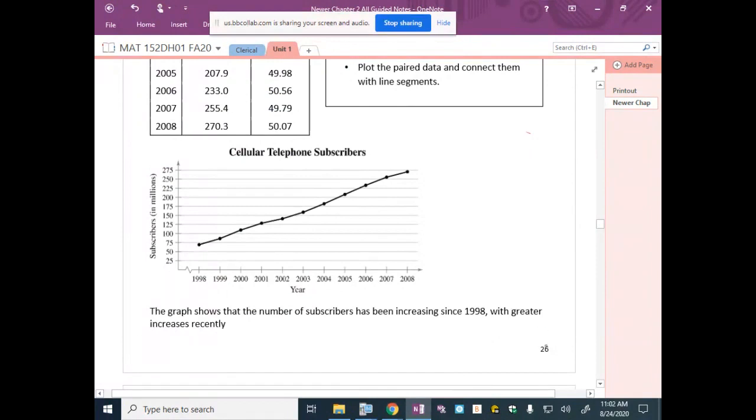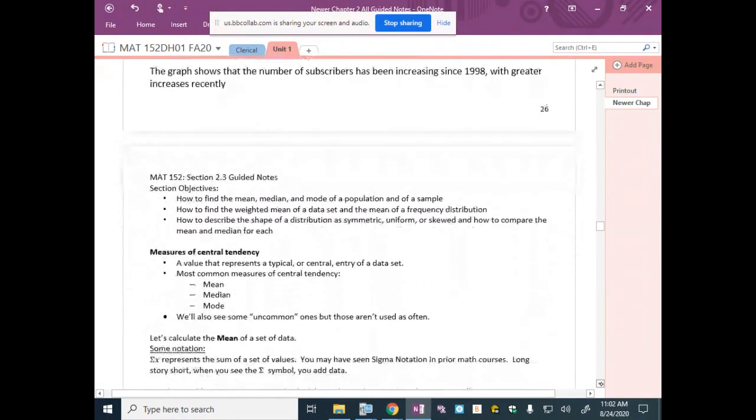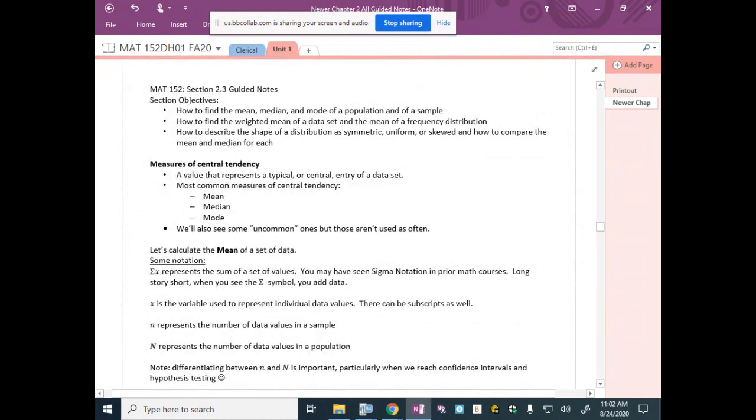So, all right, now we're going to get into measures of central tendency, some of the more fun stuff: the mean, median, and mode. The mean is basically the average of data. Now, this funny-looking symbol before the X represents the sum of a set of values. Whenever you see this, this is a sigma. That means you would add the data.